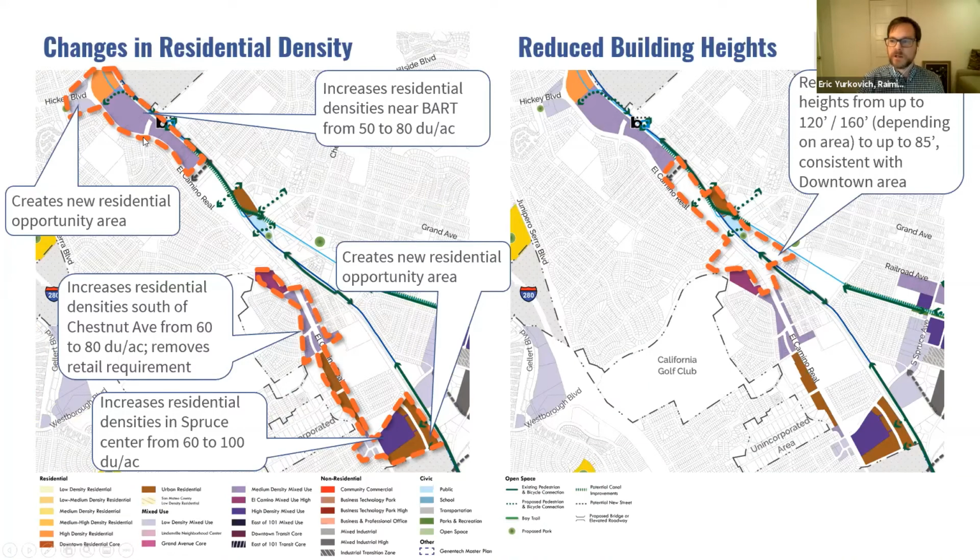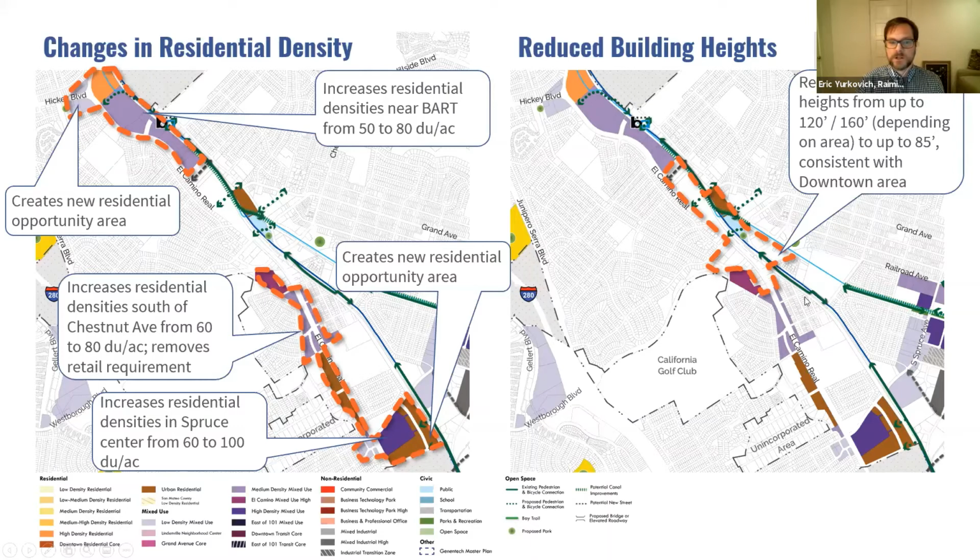So here in the northern area, we heard a lot about wanting to add more housing near the South San Francisco BART station. So we've increased the density right around the BART station here. We've also found some new opportunities for where you could have mixed use with housing here at Hickey and the shopping center there. Further south along the corridor, you can see we're allowing a little bit higher residential density, from the Chestnut area south all the way down to the Spruce mixed use center here, which allows higher densities, but then also creates new opportunities. So areas that are currently zoned as commercial uses could be residential in the future.